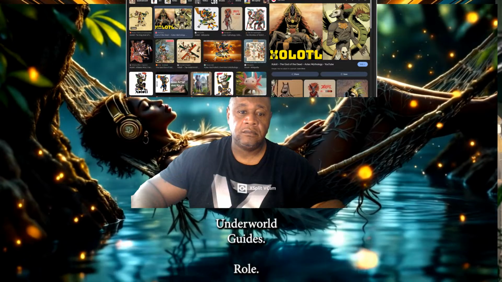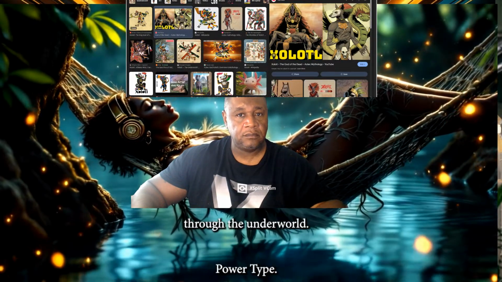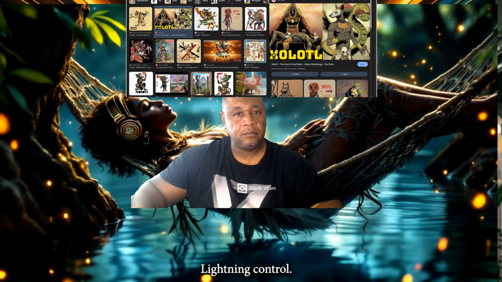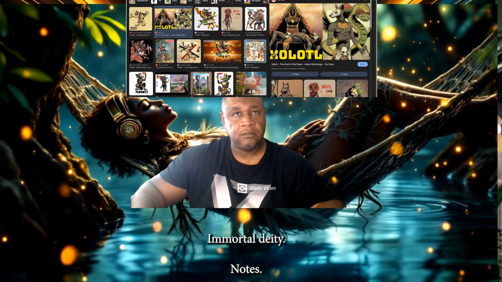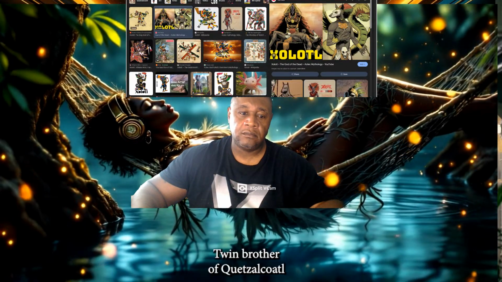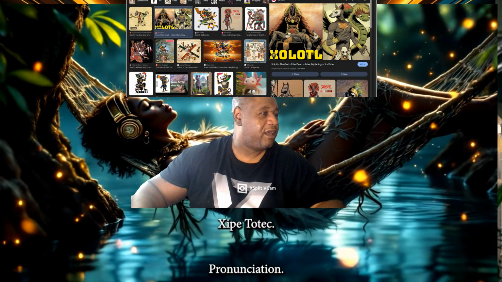Affiliation: underworld guides. Role: psychopomp guiding souls through the underworld. Power type: lightning control, soul guidance, shape-shifting. Status: immortal deity. Notes: twin brother of Quetzalcoatl and guide of the sun through the underworld. That's interesting. Okay, so this is a twin of Quetzalcoatl, right? This is where he serves his role of being the underground guide, right?